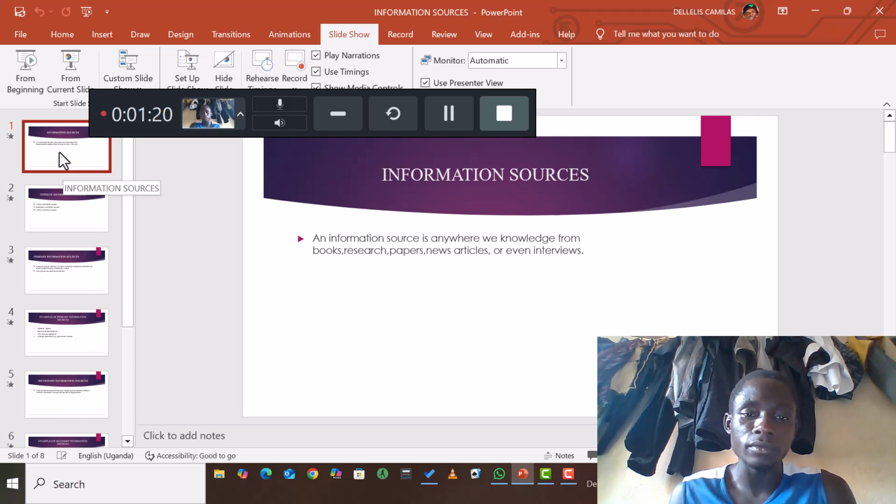So what comes to your mind as we talk about information sources? You find that information sources is anywhere where we can get the knowledge that you are looking for. It can be from books, research papers, news articles, or even interviews. Once you interview someone, that person provides you with the necessary information you have been looking for, and that person will now be your informatory source. This is a brief meaning of it.